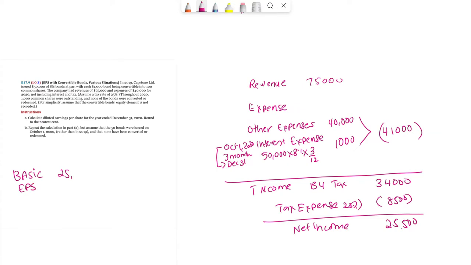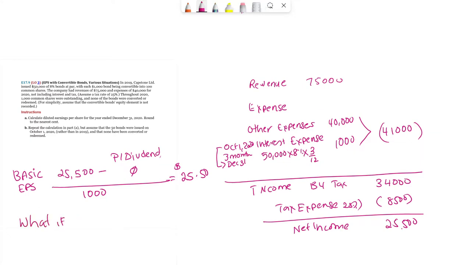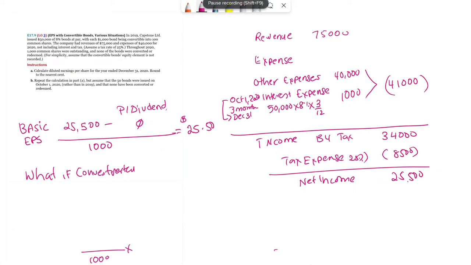So first I'm going to do basic earning per share, which is your net income minus your preferred dividend. Our preferred dividend is equal to 0, divided by number of shares outstanding. In this case, it's 1,000. So it is $25.50. From there, what we're going to do is now, what if the bond was converted? So how are we going to do that?